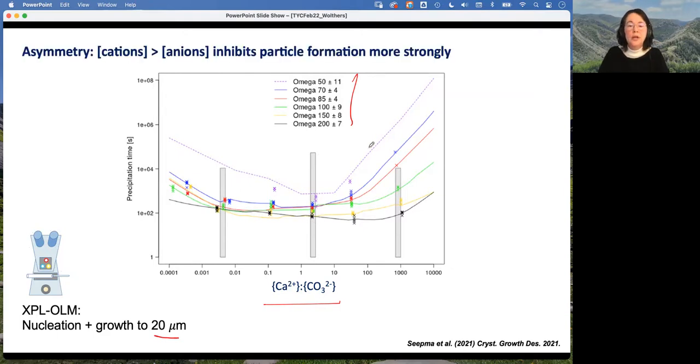And this asymmetry shows that actually an excess of cations more strongly inhibits particle formation than an excess of anions. And this dependency flattens out when we go to the very high degrees of supersaturation, and that also makes sense if we go to some dense liquid-like phase separation, where it's a different process from the nucleation plus growth that we are looking at here.